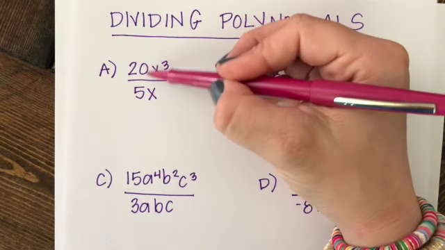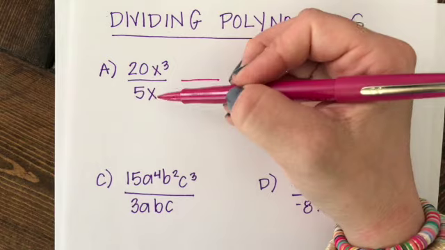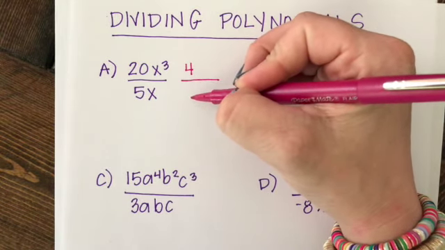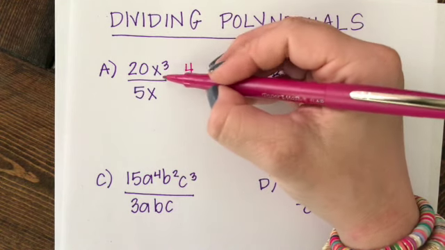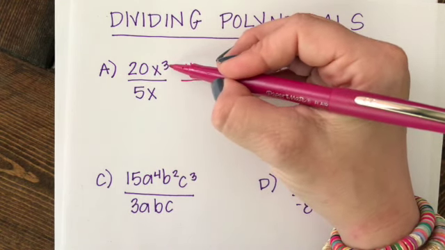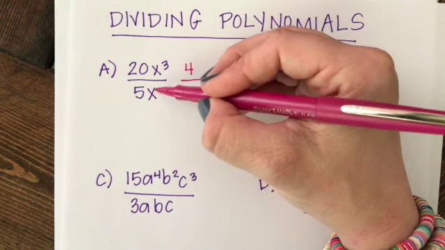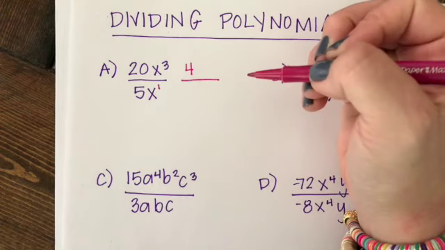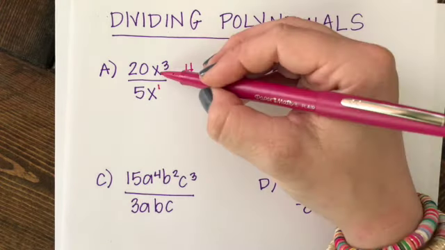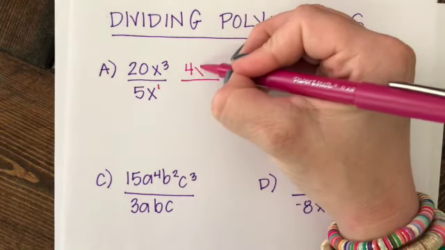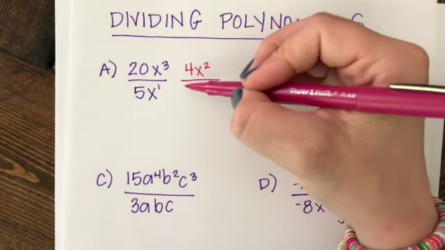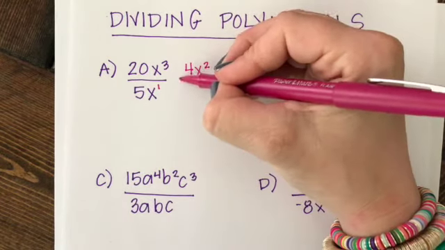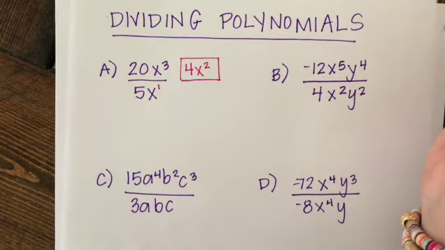So 20 divided by 5, what would that be? They're both divisible by 5, and it's 4 over 1. I don't have to put that 1 down here because 4 divided by 1 is just 4. Then if I have x to the third on the top and just x on the bottom, this would be like x to the first. Are there more x's in the numerator or the denominator? There's more in the numerator, right? 3 minus 1 would be x squared. Did I end up with anything in my denominator? Nope, right? It all canceled out, so this is my final answer.